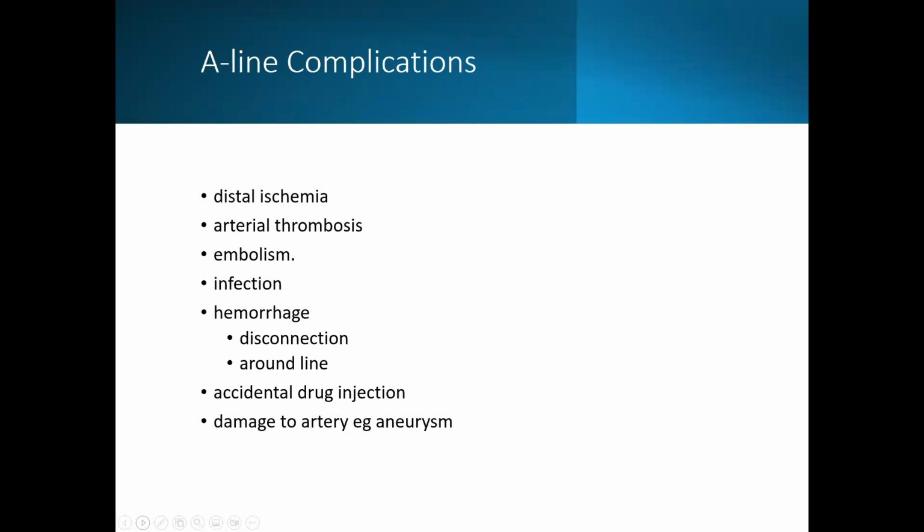Complications, some of these are intuitive, some not. Distal ischemia, where the vessel spasms or you get a clot, and anything that's downstream will not necessarily get adequately perfused, collateral circulation aside, of course. Arterial thrombosis, embolism, infection, hemorrhage, accidental drug injection, damage to the artery itself.